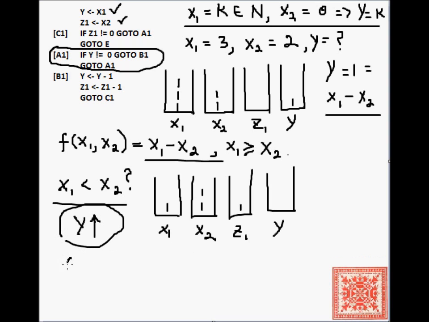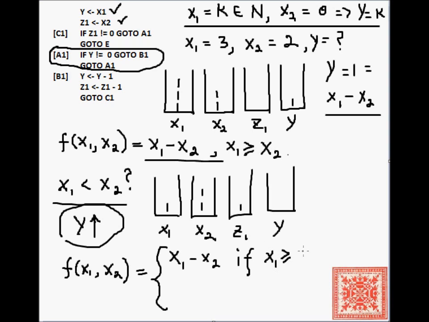So this is an example of a partial function. So this L program computes a partial function. F of x1, x2, which is equal to x1 minus x2 if x1 is greater than or equal to x2, and it is undefined otherwise, if x1 is less than x2.